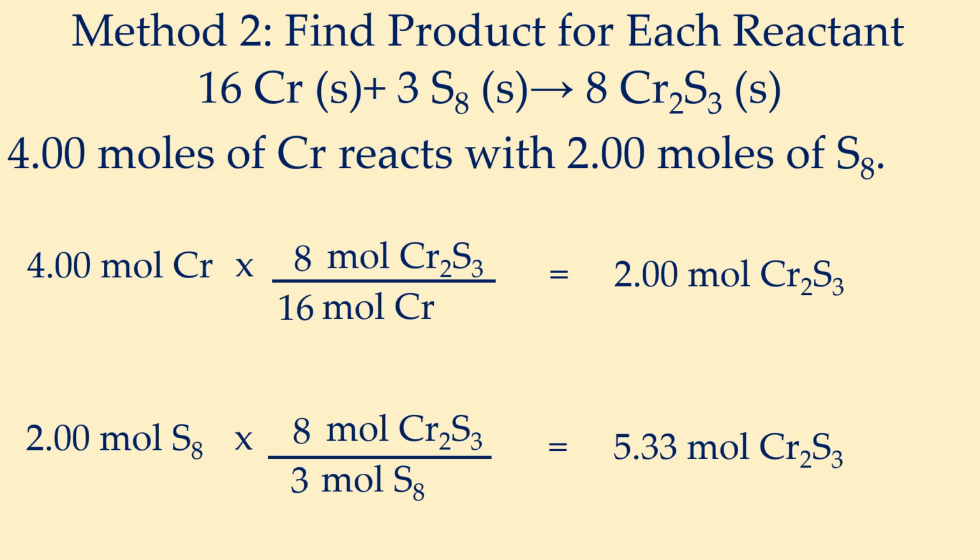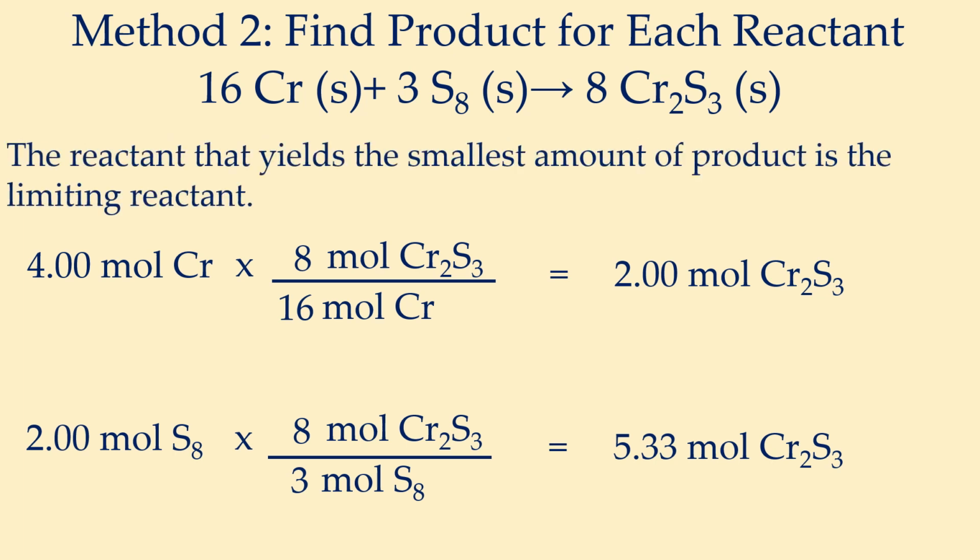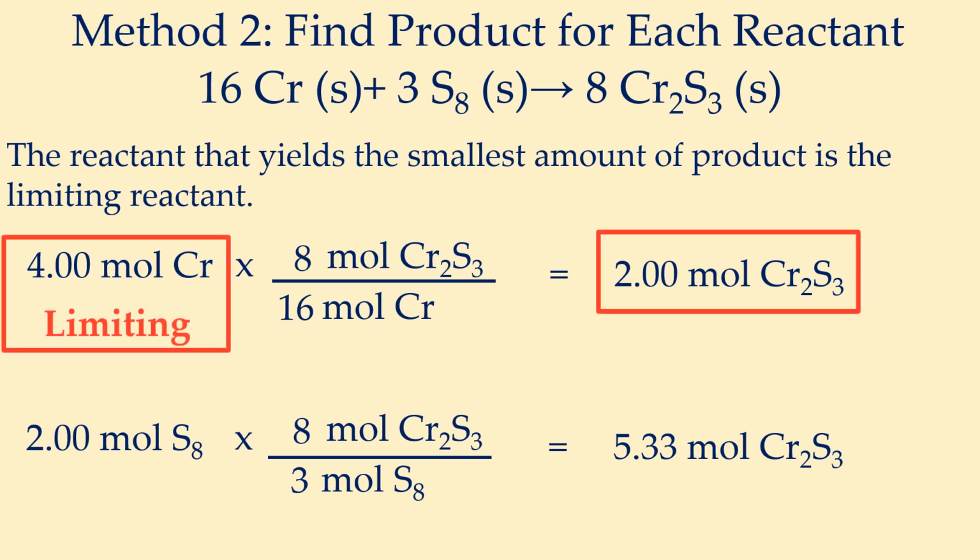Now, let's interpret the results to find the limiting reactant. Recall, the reactant that yields the smallest amount of product is the limiting reactant. Here, chromium is limiting because it yields the smallest amount of product. This would make sulfur the excess reactant.